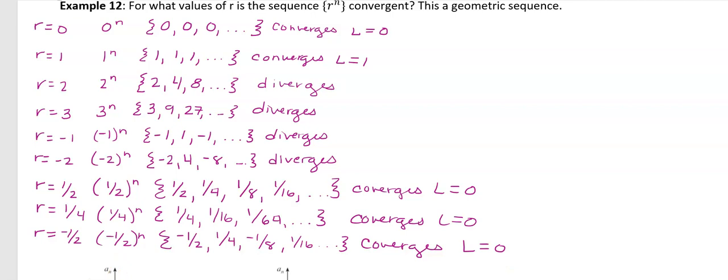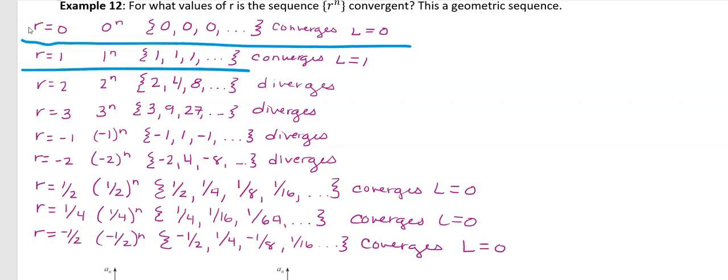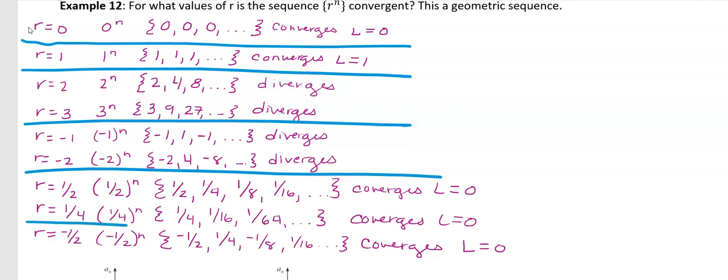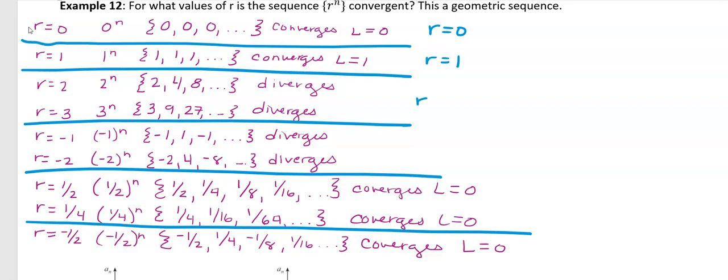So what does all of this mean? Well, I think it might help to first break this into ideas. So when r is equal to 0, when r is equal to 1, when r is greater than 1, when r is negative, and then we have some fraction ideas. So when r is equal to 0, it converges. When r is equal to 1, it converges. When r is greater than 1, it doesn't work. It doesn't converge. That doesn't help us.